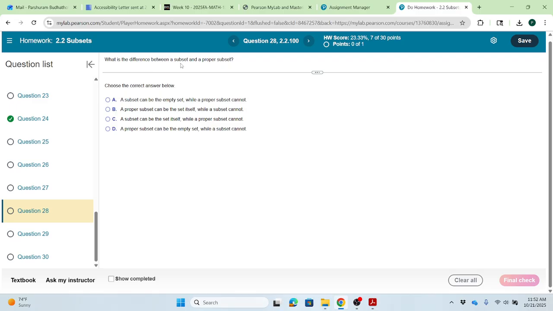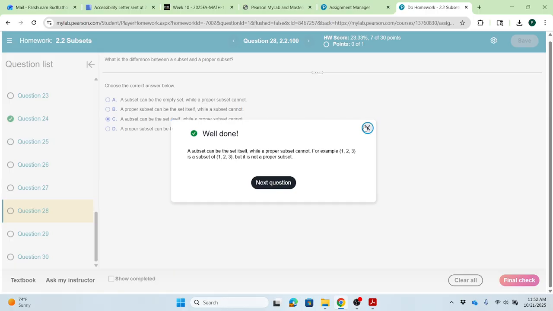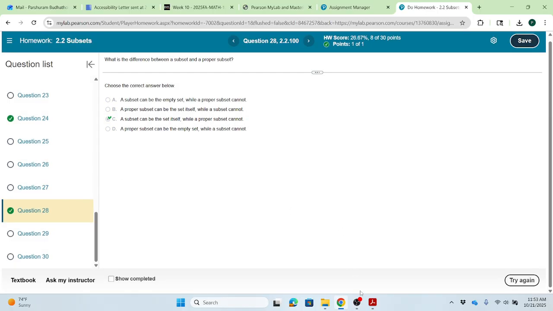What is the difference between a subset and a proper subset? A subset can be the empty set, while the proper subset cannot be. No, a proper subset can be the set itself. A subset can be the set itself, while the proper subset cannot be. That's the difference. Okay, that's all for this section.